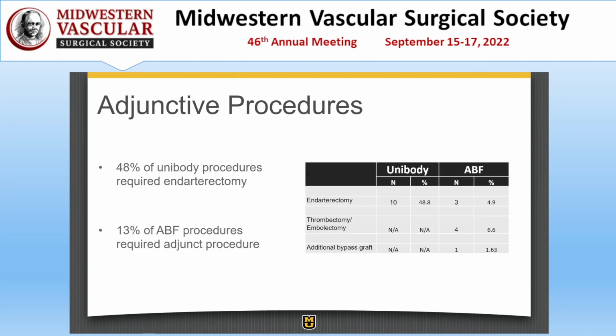We just wanted to put a slide to illustrate the types of adjunct procedures these patients were receiving at time of operation. 48% of our patients receiving a unibody endograft required endarterectomy at time of operation, whereas 13% of our ABF procedures required some form of adjunct procedure, whether that be an endarterectomy, thrombectomy, or in one specific case, an additional bypass graft being placed at the time.